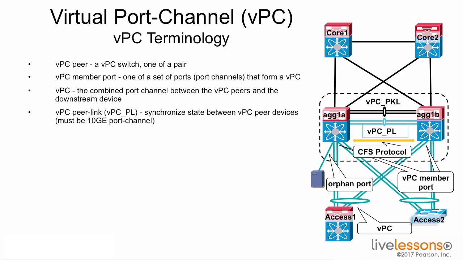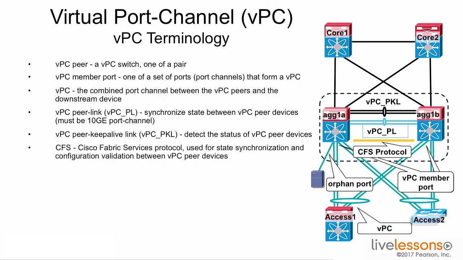The vPC peer link is a link that is used to synchronize state between the vPC peer devices. Data also traverses this link in the event of a failure. The vPC peer keep alive link is another very important link. It is used to detect the status of vPC peer devices.